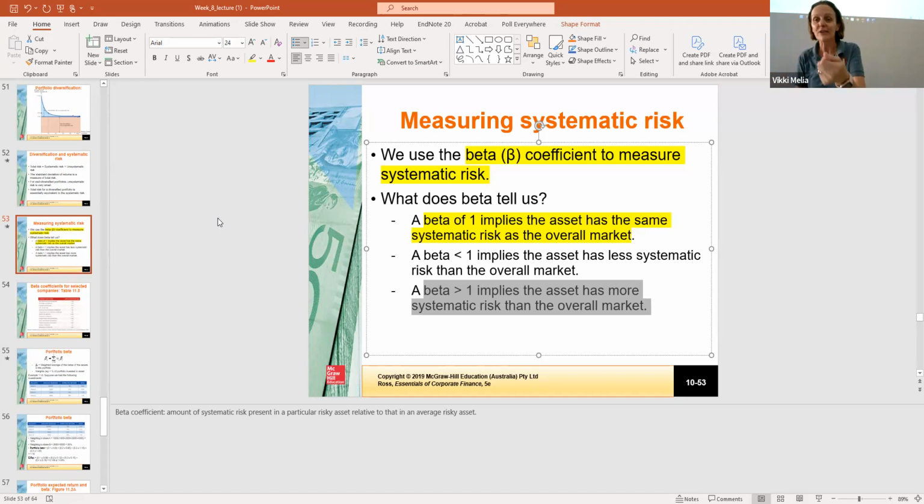And in the calculation for expected return, we actually include the beta for the company. It's called the capital asset pricing model. I call it CAPM, capital asset pricing model. It uses this beta coefficient to calculate the expected return from the asset.